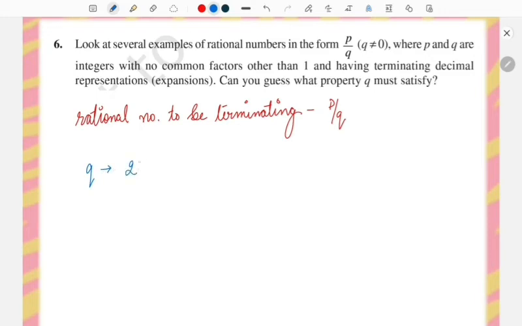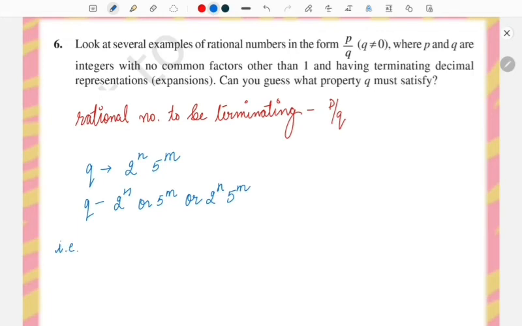That it should be in the manner 2 raised to the power n and 5 raised to the power m, that is, q has to be a power of 2 or 5. It can be denoted as 2 raised to the power n or 5 raised to the power m or 2 raised to the power n and 5 raised to the power m.